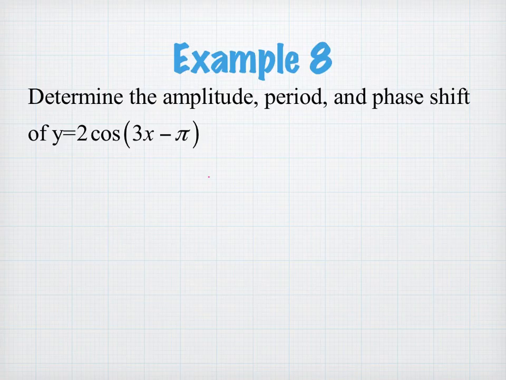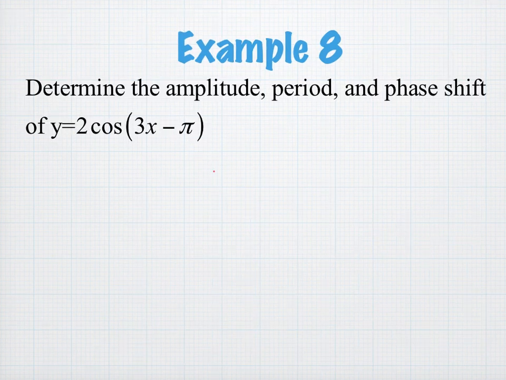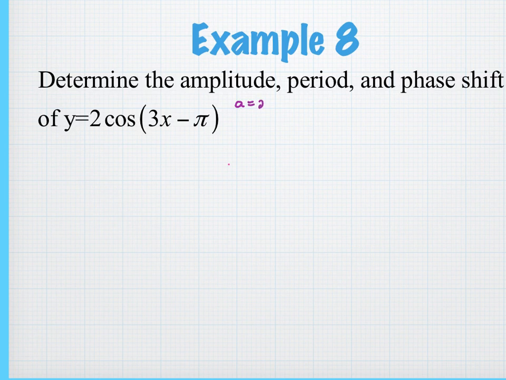Okay, so now I've got a cosine with a phase shift. Start the same way. A is 2, which is your amplitude. B is 3. Period is 2 pi over 3. And there's a phase shift, so if I set this equal to 0, I get 3x equals pi, and x equals pi over 3. And that's my phase shift.